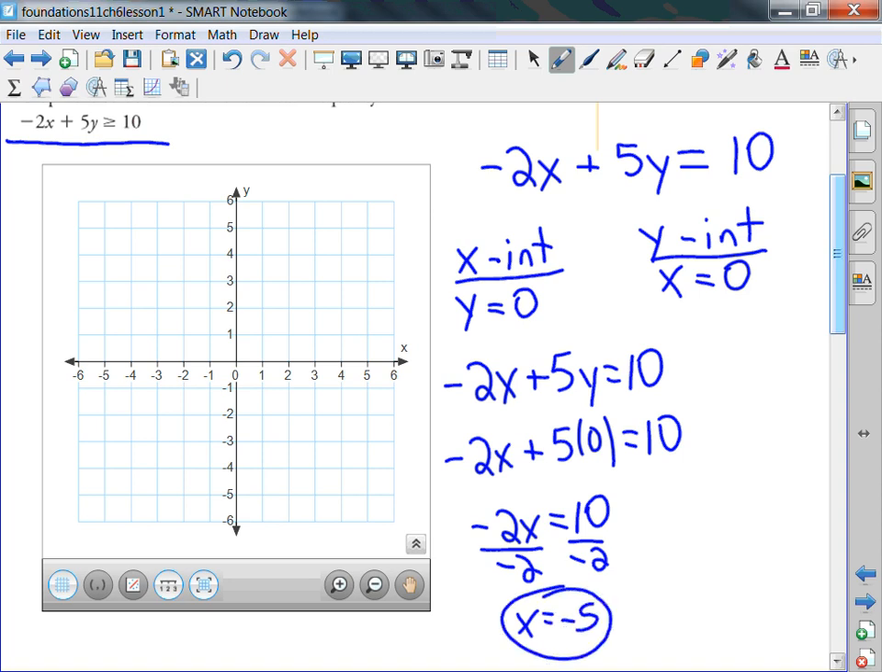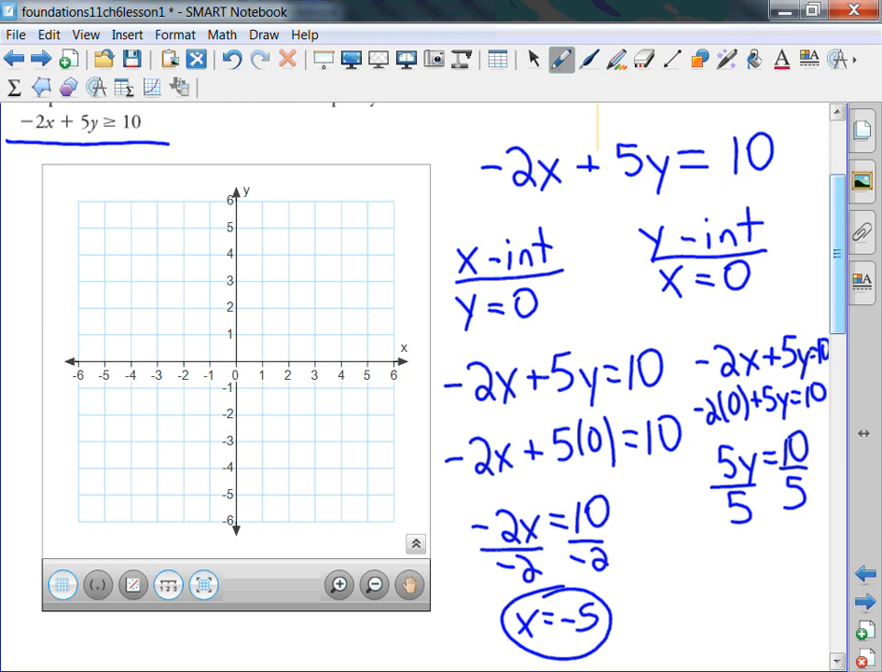We will do the same thing over here for the y-intercept. Start with our linear equation of negative 2x plus 5y equals 10. We are going to substitute now that x is equal to 0. So we will put negative 2 times 0 plus 5y equals 10. Negative 2 times 0, of course, is just 0. So that leaves us with 5y equals 10. We will divide by 5 on each side to isolate y, giving us our y-intercept of 2.